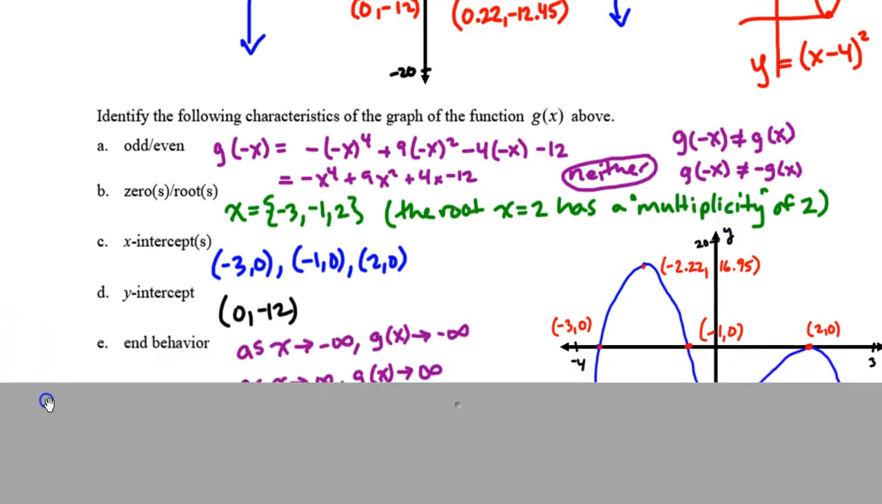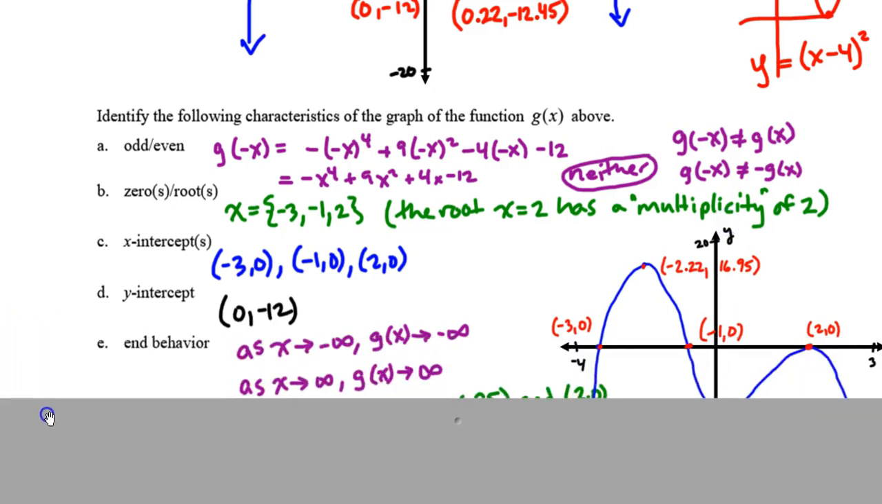Our end behavior: as x approaches negative infinity, we're going to negative infinity as well in the y. As x approaches positive infinity, we're going to, I should change that, negative infinity. I need to fix that little mistake there. That should be a negative infinity as well. Just erase that to make it super clear.